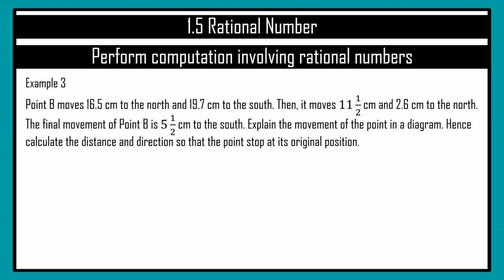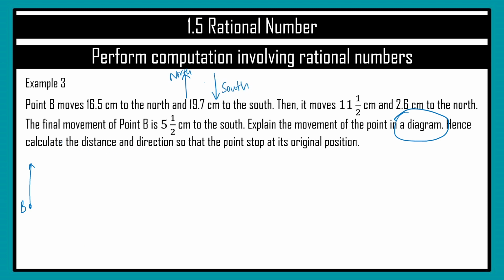So you see that point B moves a lot, one moment to the north and another moment to the south. The question asks you to explain the movement in a diagram form, right? So we need somewhere to start. Assuming that point B starts here. You know that north goes up, while the south goes down.